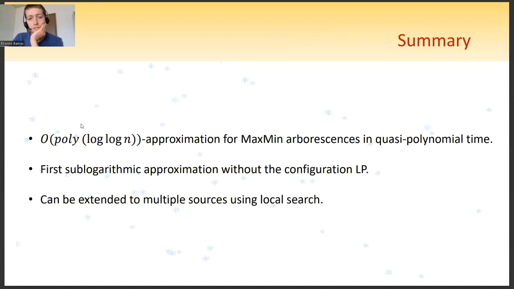So to finish, in summary, the main result is we give a polylog log n approximation for max min arborescences in quasi-polynomial time. What is interesting is that it's the first sublogarithmic approximation without using the configuration LP. And we should mention that we can extend our results to multiple sources using local search. So multiple sources, I mean, you have several sources in your graph, and you want one arborescence for each, and the arborescences shouldn't overlap.